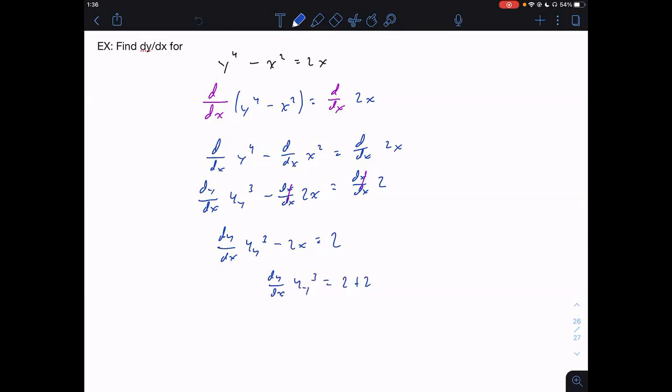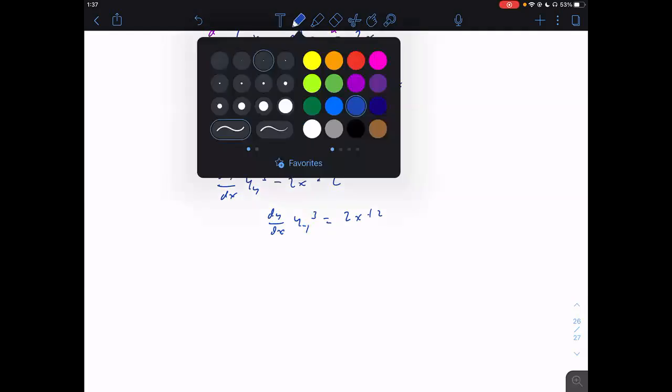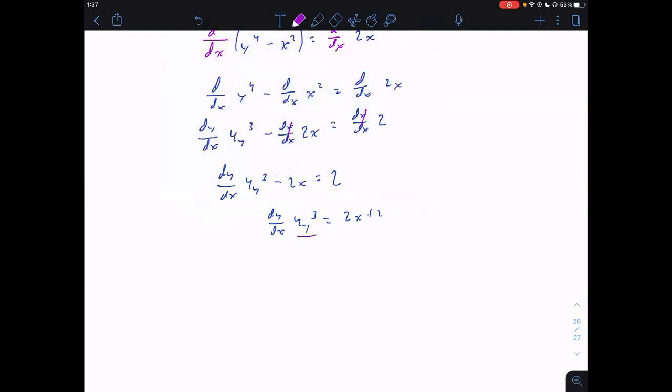Or let me rewrite that. Let me put the 2x first: 2x plus 2. And then divide. So now we're left with this differential multiplying 4y cubed. But since this is what we're trying to solve for, let's now divide both sides by 4y cubed. All right, so I'm going to divide both sides by 4y cubed.